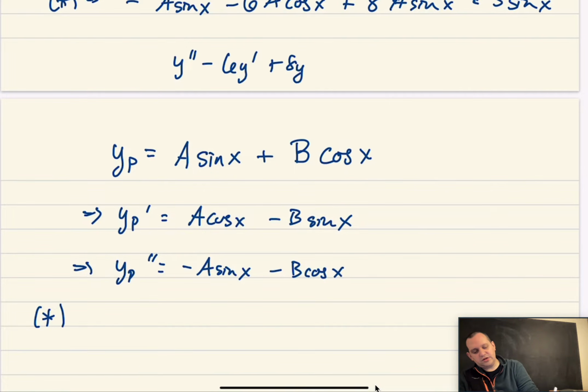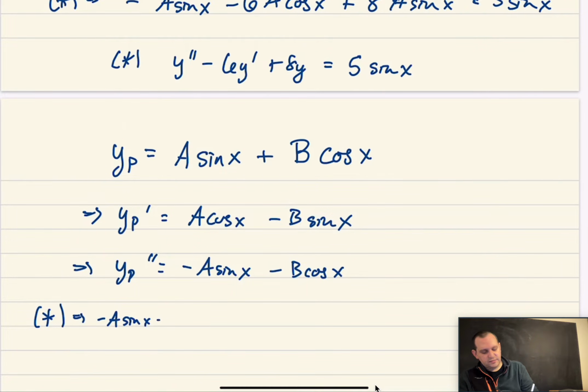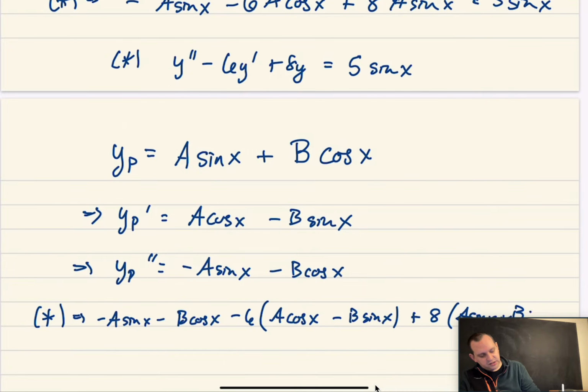So the equation that we started with was y double prime minus 6y prime plus 8y equals 5 sine of x. When we plug everything in, we're going to end up with the second derivative, which is negative a sine of x minus b cosine of x, minus 6 times the first derivative, which was a cosine of x minus b sine of x, plus 8 times our particular solution, which was a sine of x plus b cosine of x.